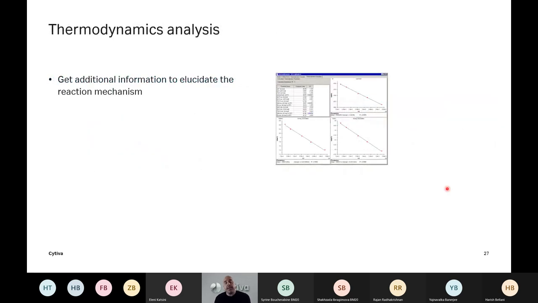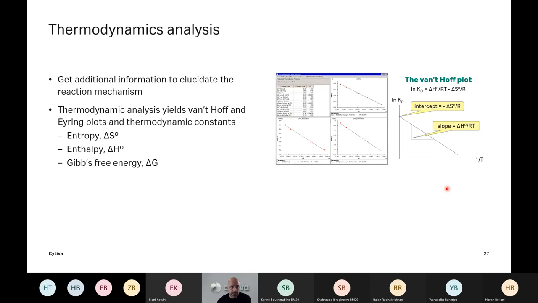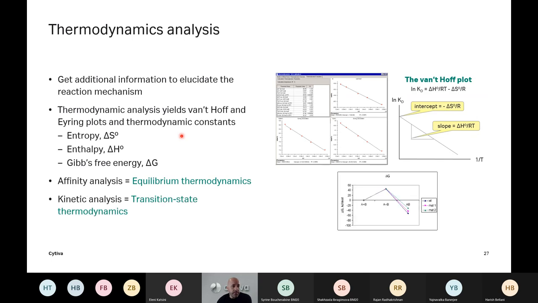We can also run thermodynamic analysis with these systems, since with Biacore systems we can work from 4 to 40 or 4 to 45 degrees, depending on the system. So we can run the analysis of interactions at these temperatures. Just by running the same kinetic analysis at different temperatures, we can get information regarding the thermodynamics of the interaction. Basically, we can get data regarding the entropy, the enthalpy, and the Gibbs free energy. From affinity analysis, we can get the thermodynamics at equilibrium, and from kinetic analysis, we can get the transition state thermodynamics.